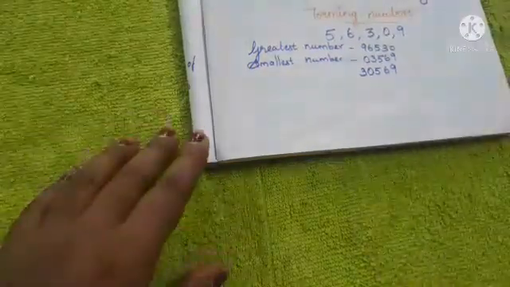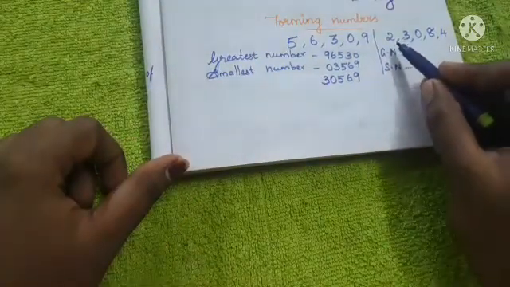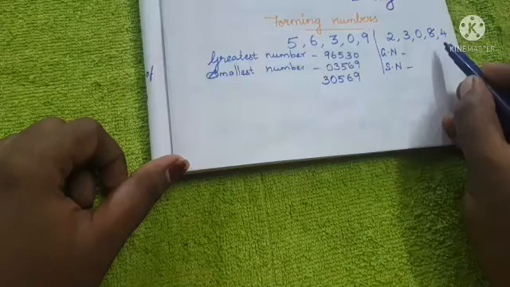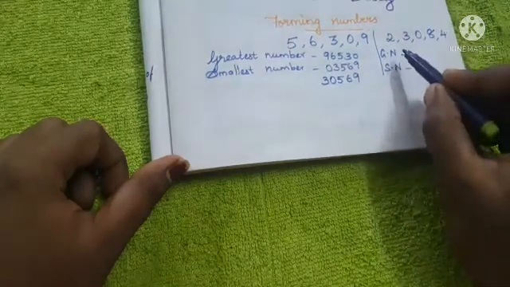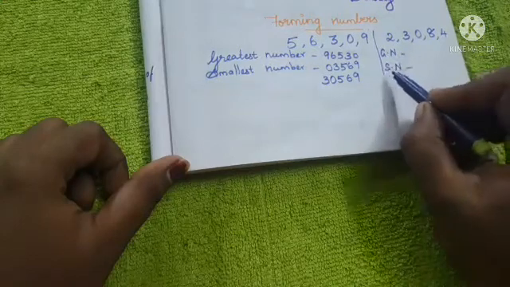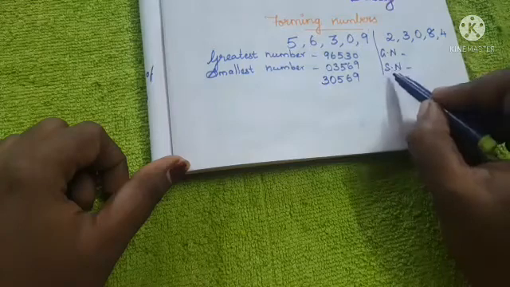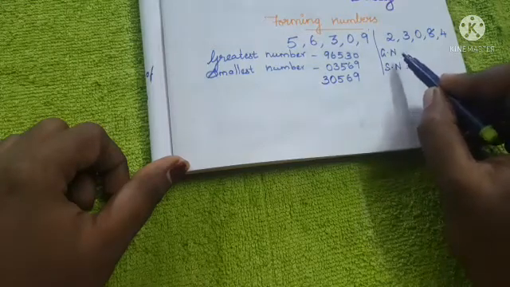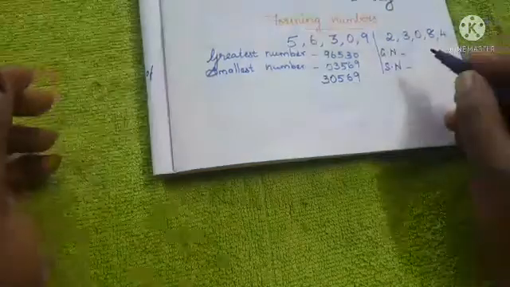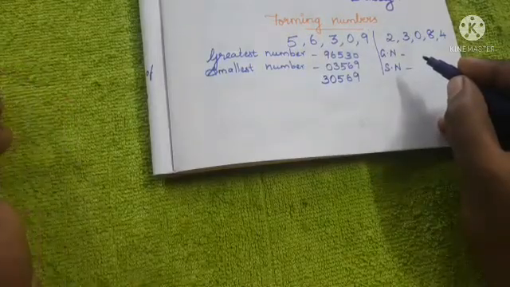So I will give one more example. Here I have given 5 digits: 2, 3, 0, 8, 4. From here we have to arrange these numbers and form the greatest number and the smallest number. Gn means greatest, Sn means smallest number. Greatest is no problem, we arrange the numbers in descending order, that means from the greater number to the smaller number.